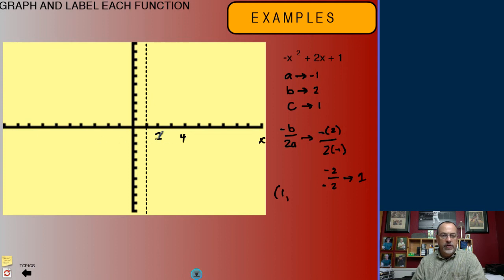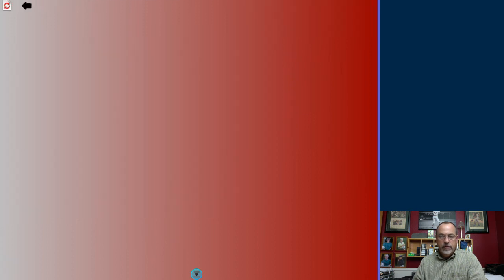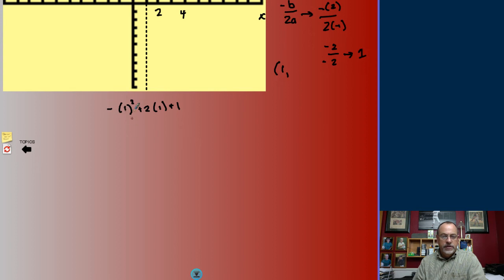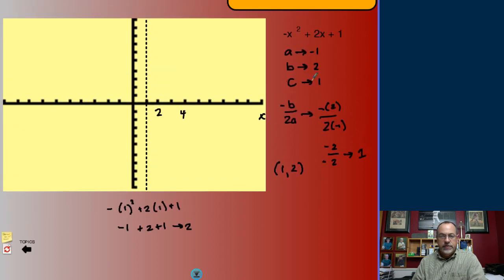Okay, now I need to know, I know the vertex is somewhere on this line. How far up, how far down, I don't know, but I can figure that out by substituting into the expression. So this is the opposite of 1 squared plus 2 times 1 plus 1. All right, so we'll go ahead and calculate that. So 1 squared is 1, and then minus 1, plus 2 plus 1. So 1 minus 1 is 0, plus 2 is 2. So this gives me a y coordinate of 2. So my vertex is at 1, 2.